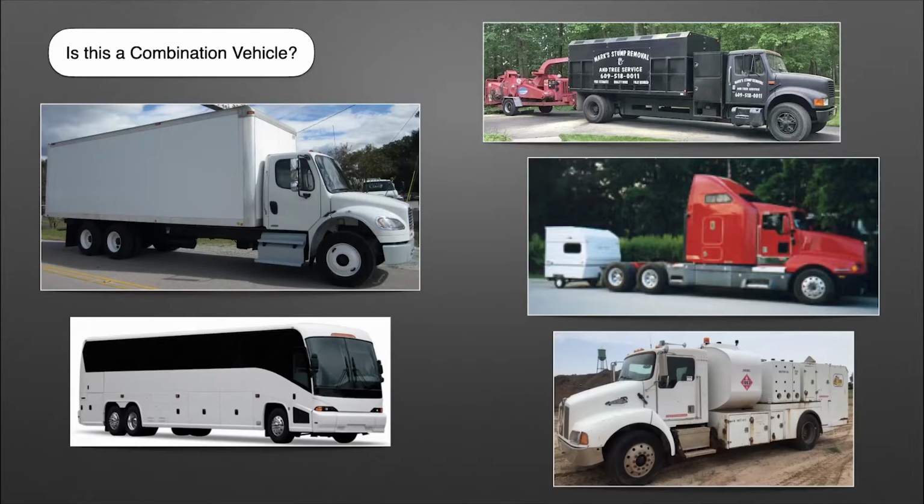So the first question says, Is this a combination unit? All right, so you can see we've got a heavier straight box trailer truck, I mean right here. Down below we got a motor coach. That's going to be heavier than 26,000. This is also a combination unit over here. So we got single unit, single unit.